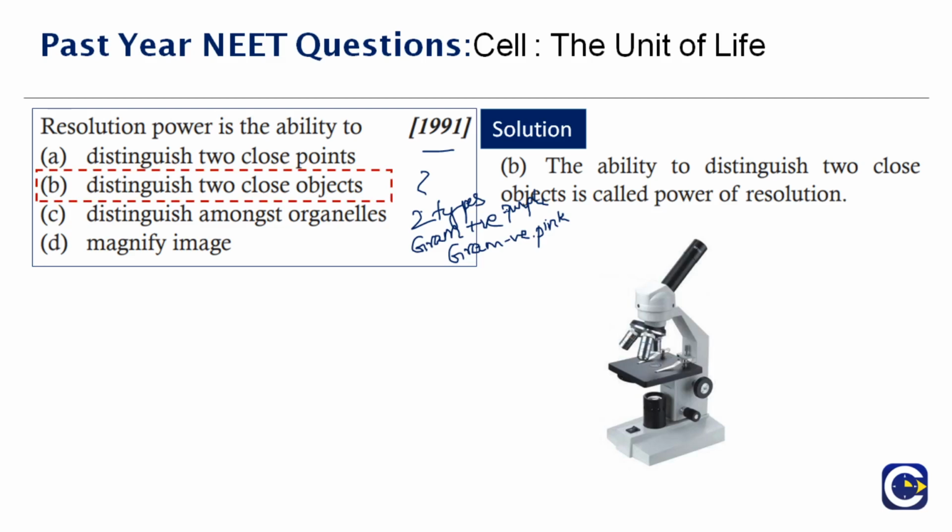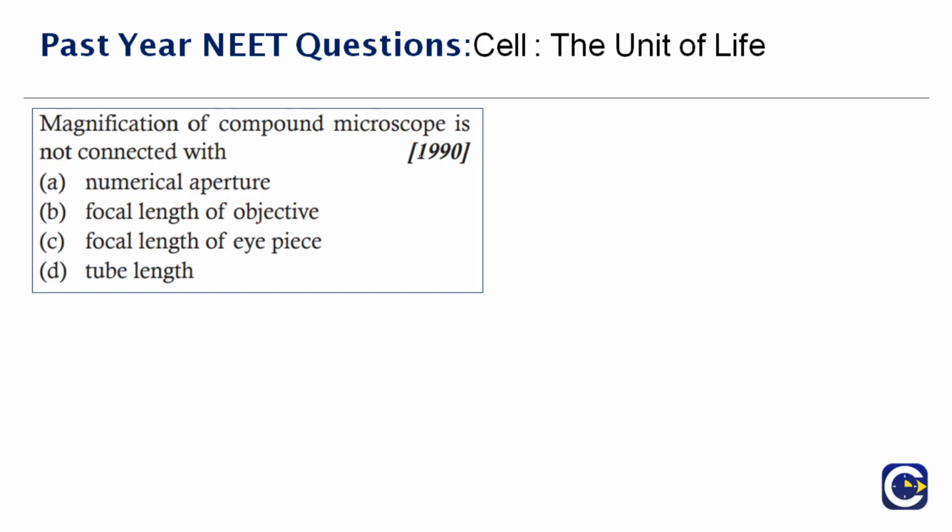Now let's go to the next question. This question was asked in the year 1990. Magnification of a compound microscope is not connected with dash. Magnification is to elaborate something and view it clearly. You go in depth. The meaning of magnification is only that. Magnification of a compound microscope depends upon various things, but it is not connected to one particular thing, and that is called numerical aperture.